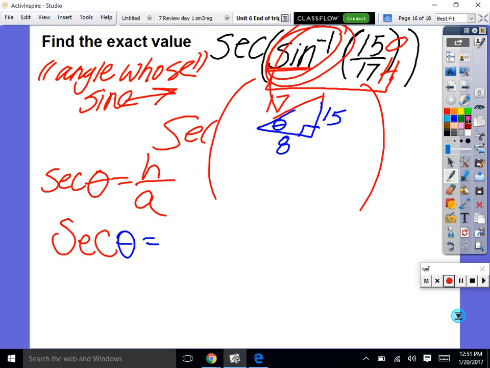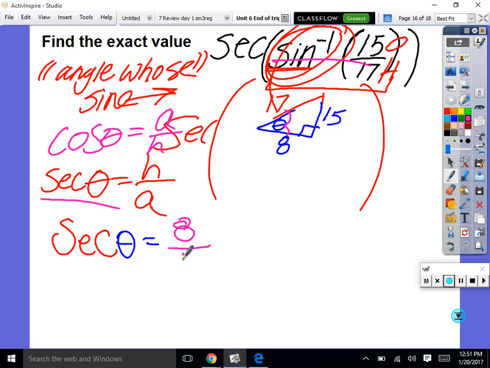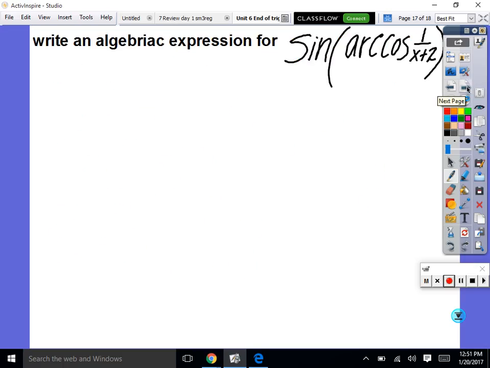Okay, so secant of theta is the reciprocal of cosine. Cosine is adjacent over hypotenuse, so that means secant is hypotenuse over adjacent. I have this triangle that was drawn from that, so secant is 17 over 8. Sorry, I can't think because everybody has thrown me for a loop today. Okay, any questions on that? Okay, sweet. Do you want me to go over this last one or no?